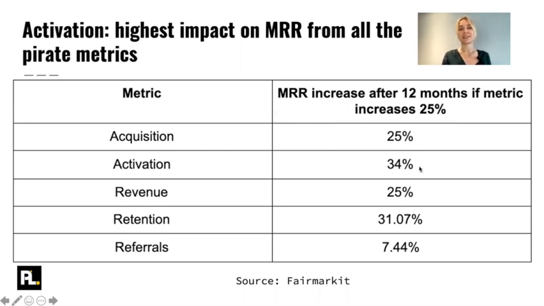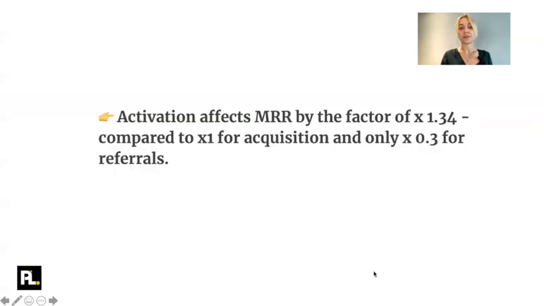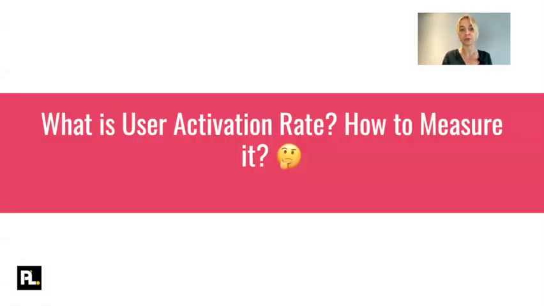So as you can see, activation has the biggest impact on MRR. Why? Obviously, as I just mentioned, people who don't activate usually churn. Right. So if you reverse engineer this logic, activation affects MRR by a factor of 1.34 compared to 1 for acquisition and only 0.3 for referrals, right? So it's a marked difference. Everybody's talking about word of mouth, right? But actually, when you look at the data, the biggest impact on your MRR comes from activation.